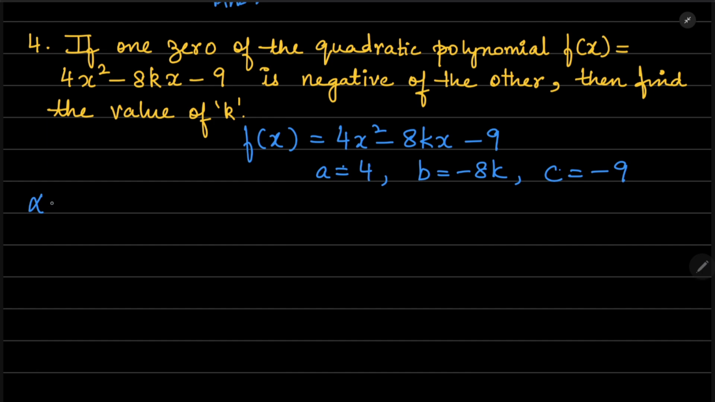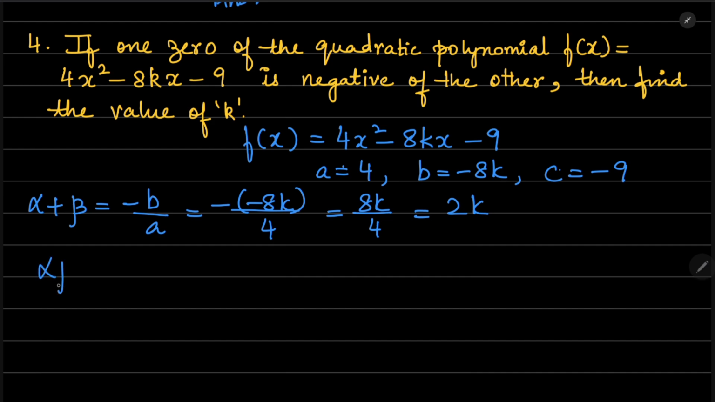Get me the sum of the zeros. Alpha plus beta is equal to minus b by a, which is minus of minus 8k by 4, which is minus into minus plus 8k by 4, which is 2k.